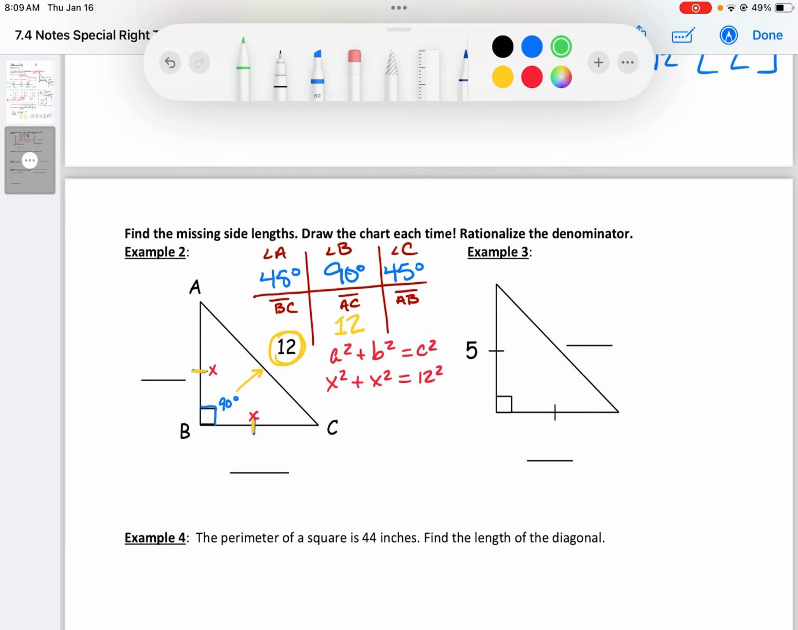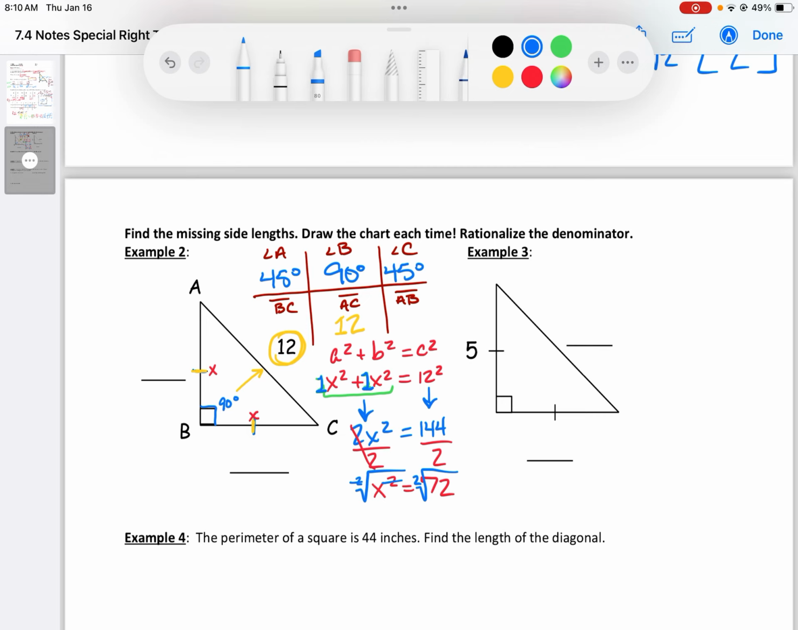If I have a variable with nothing in front of it, it's understood that there's a 1 in front of it. And so I have 1x squared plus 1x squared. Guess what? That's 2x squared. And then 12 squared is 144. At this point, I just start solving algebraically. So I'm going to divide by 2. x squared equals 72. Next thing I need to do is find the square root of both sides so that those cancel.